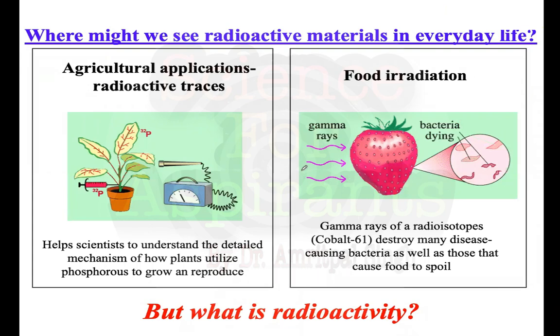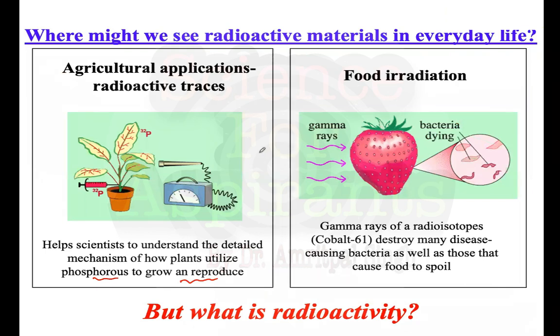So this is also an example of an application of radioactive material. Another application is that scientists and agriculturalists understand in detail the mechanism of how plants utilize phosphorus in growing or reproducing. They apply some sort of radioactive material and then see the effect on the growth of the plant, as it is impacted by these particles.